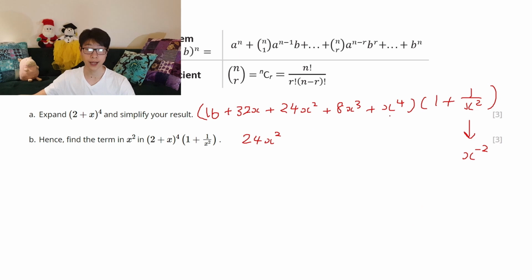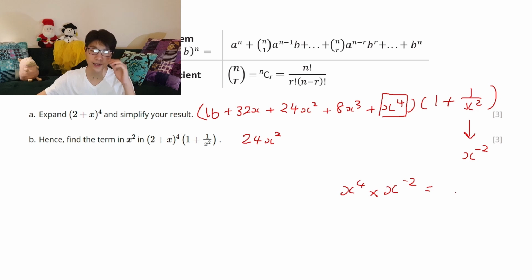So we can multiply this x to the power of 4 term by our x to the power of negative 2. x to the power of 4 multiplied by x to the power of negative 2. When we're multiplying two numbers of the same base, the powers will add, and we'll end up with x to the power of 2. So our second term here will be x squared.